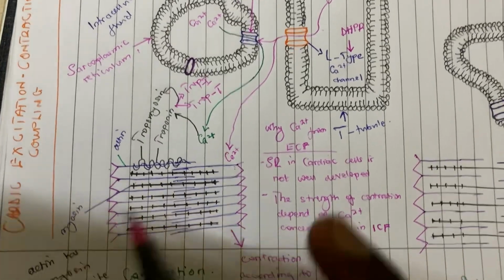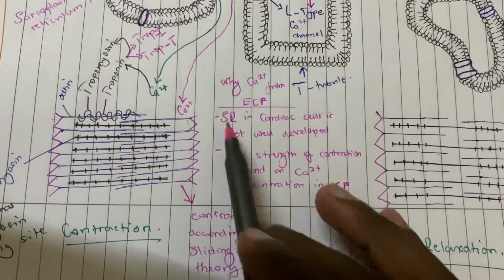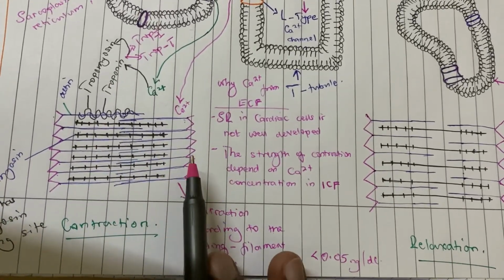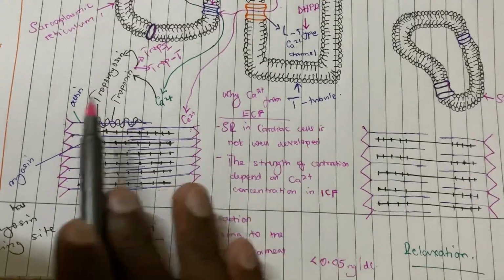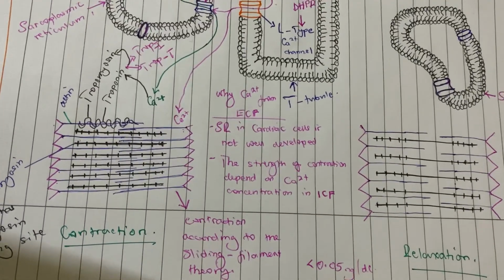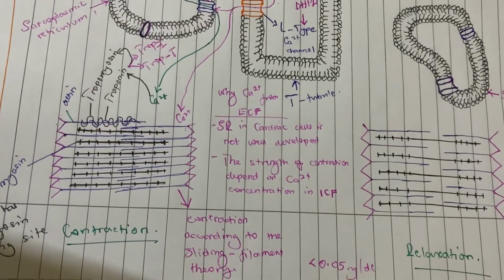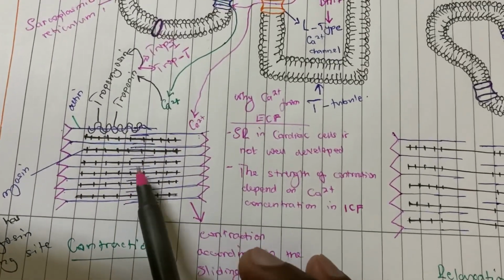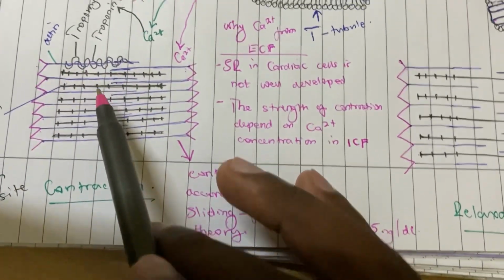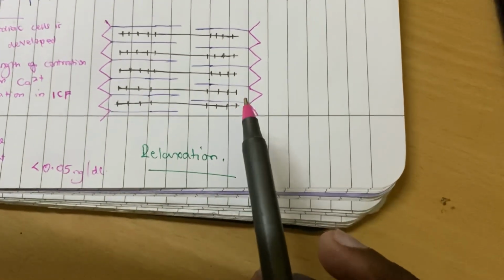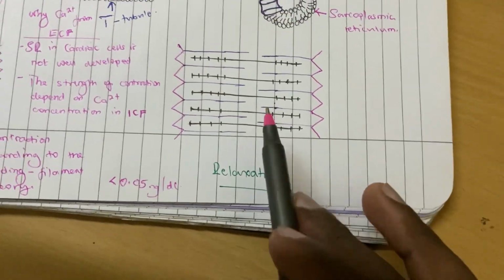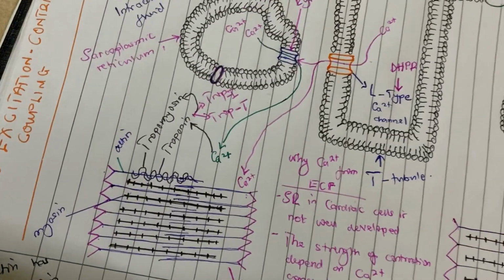Other proteins, we are not going to talk about now, because they relate to diastolic functioning and dysfunction. That will be the next part in the cardiac cycle. But according to the sliding filament theory, contraction here has occurred. When you compare with this one, you see the H zone properly here, but here it is not there. So this one is in the relaxation phase, and this one is in the contraction phase.